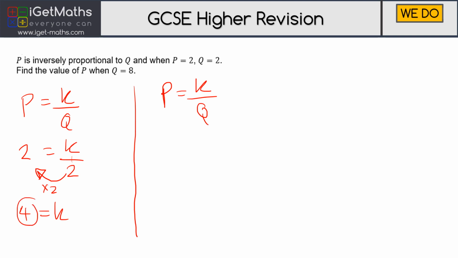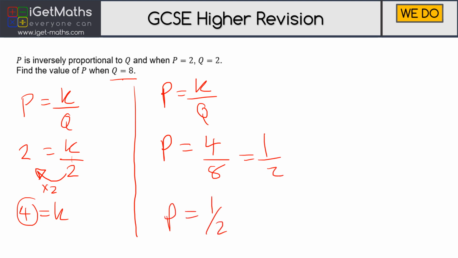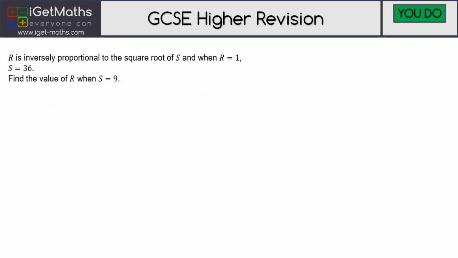And we need to find the value of P when Q is 8. So we could put P equals, we know K is 4. We know Q is 8. And that is equivalent to a half. So P is just equal to a half. Okay, pause the video and have a go at your question.